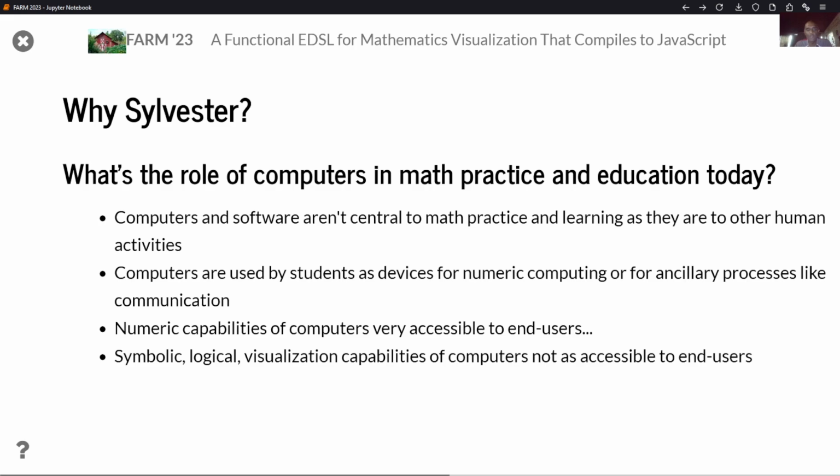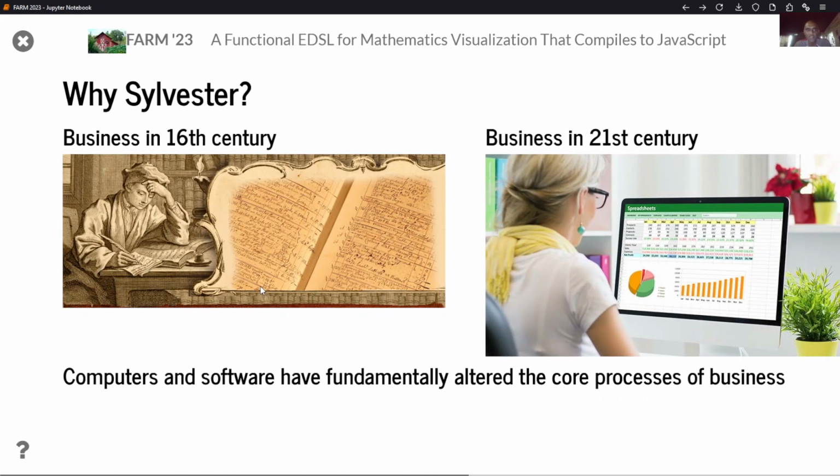And the numeric capabilities of computers are very accessible. That particular ability to calculate numbers is very accessible. But those other capabilities, like the symbolic, logical and visualization capabilities, aren't really that accessible to end users. And I think that's one of the reasons why, even though computers and software have altered the core process of things like business, today, things like accounting and stock keeping, you wouldn't think that you could run a business, a large business anyway, without using computers.